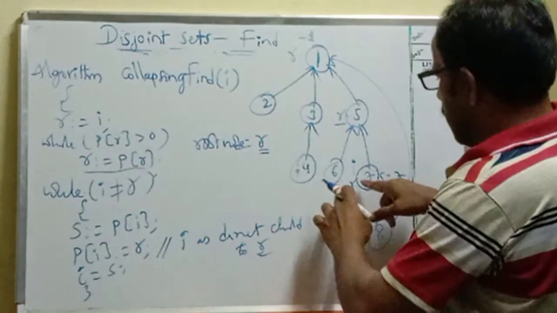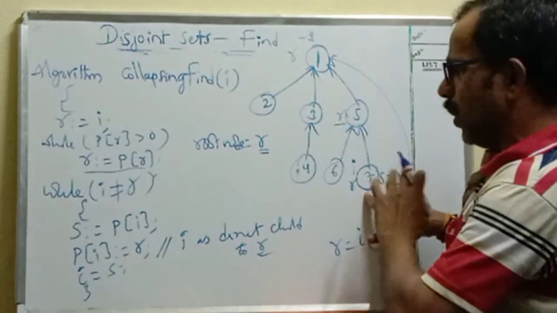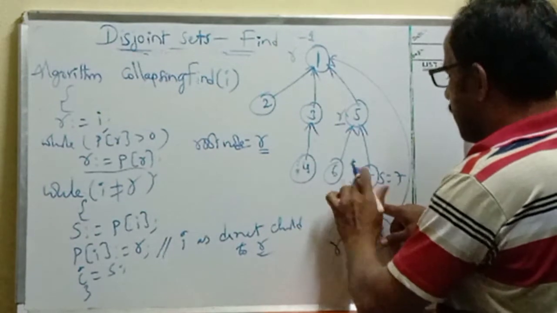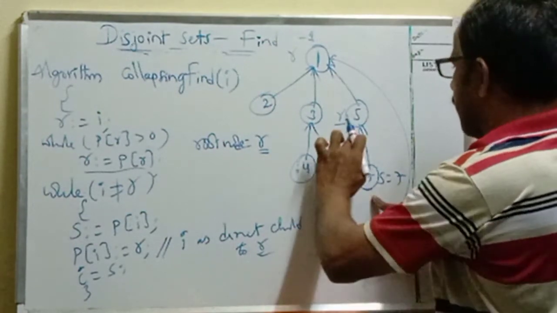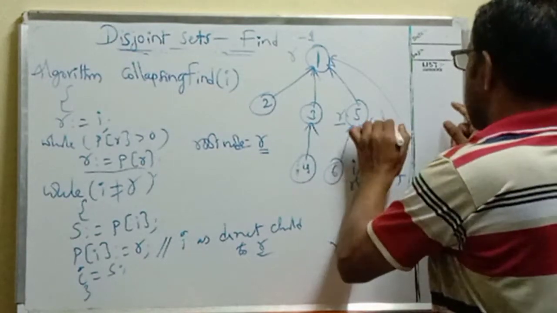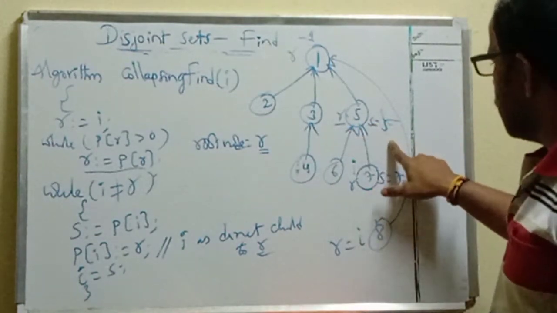Again same procedure. Is I equal to R? No. I is not equal to R. Immediately make the parent of I, treat parent of I as S. Now S is assigned with 5. Okay? S is assigned with 5.